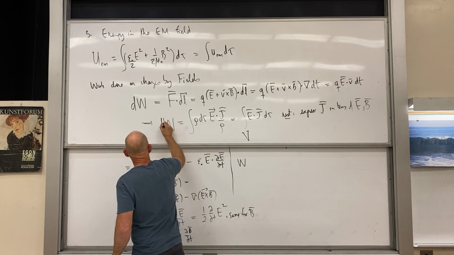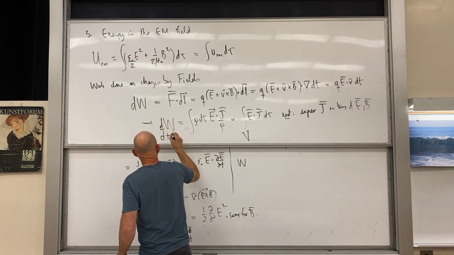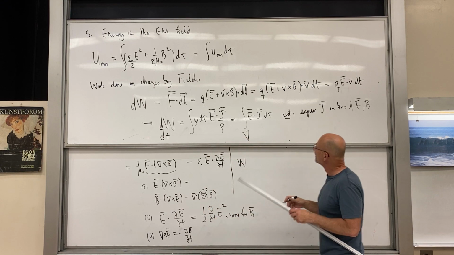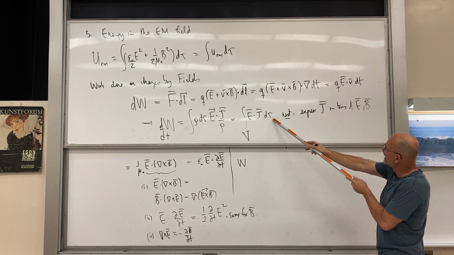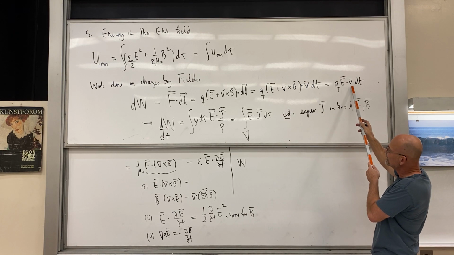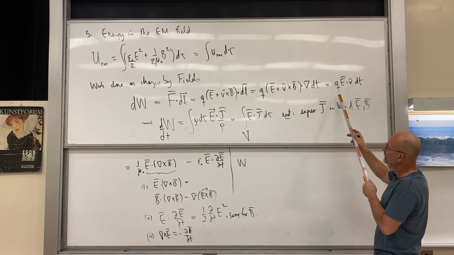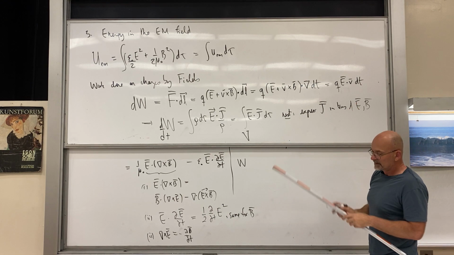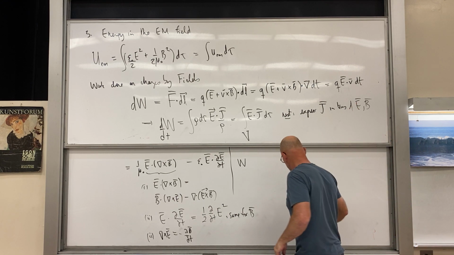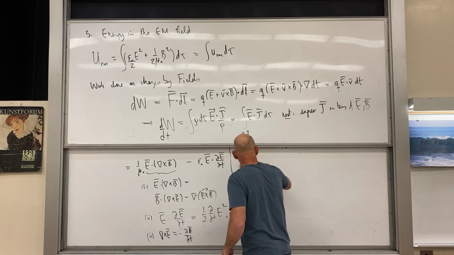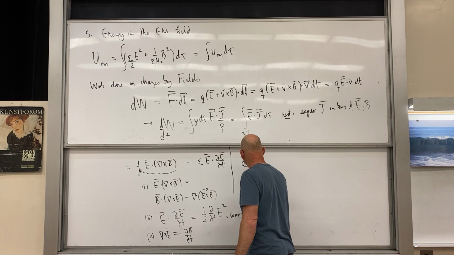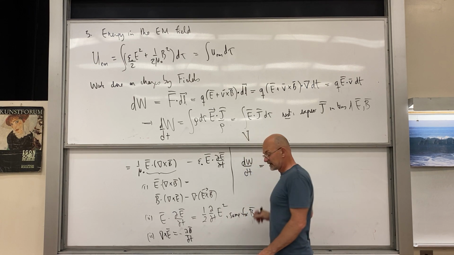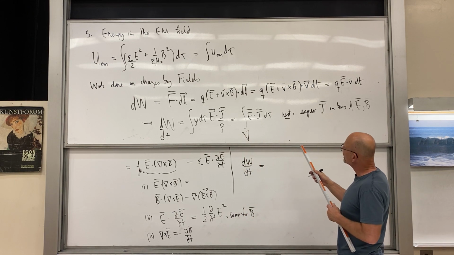Okay, this is a power, J dot E dτ, so I had divided by the dt. Important. Yes. Okay, good. So now we have dW/dt. That's the power, and we'll just take them one at a time.